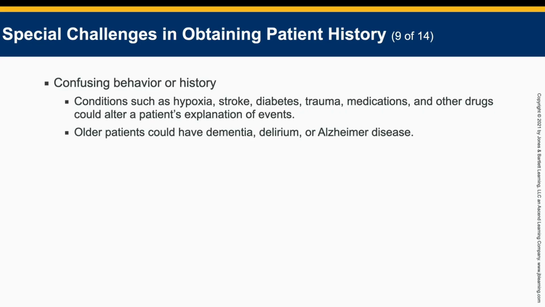In older patients, confusion may also be related to dementia, delirium, or Alzheimer's disease. When this happens, you should recognize that the patient may not be able to provide reliable information. In those situations, it becomes important to gather information from family members, caregivers, bystanders, or any medical documentation if possible.